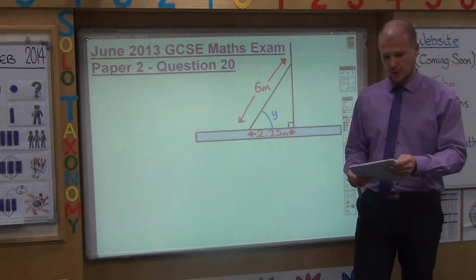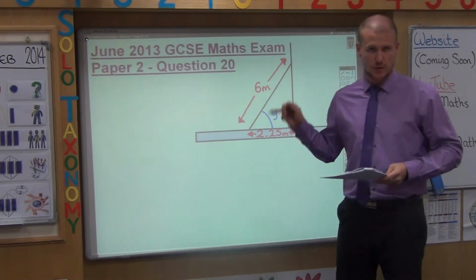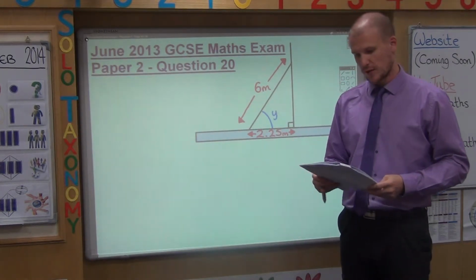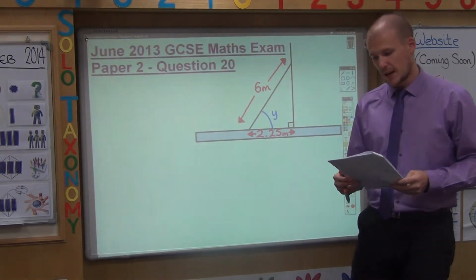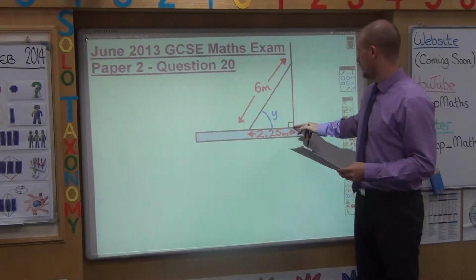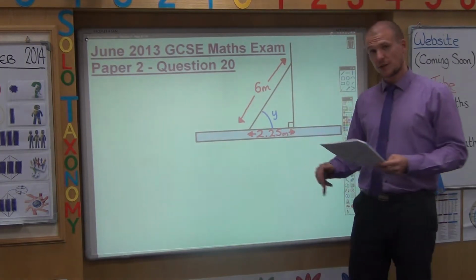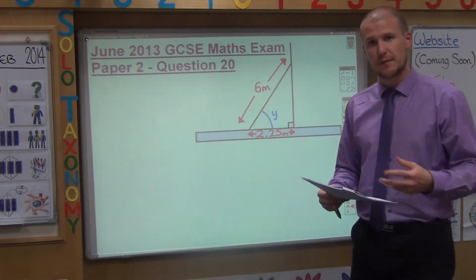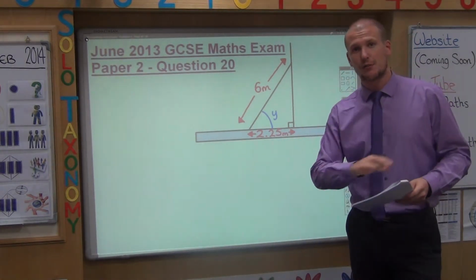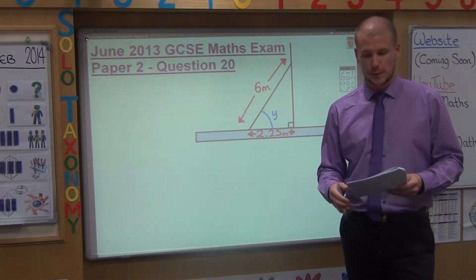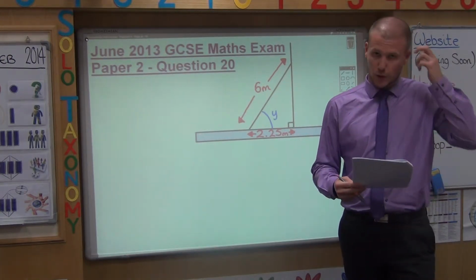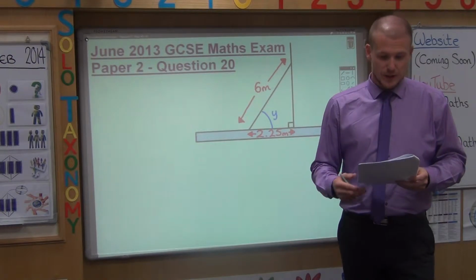Paper 2, question 20, star question, so we need to make sure that all our workings are spot on for full marks. The diagram shows a ladder leaning against a vertical wall, so that's our vertical wall, and we have the ground, which means we can put in this right angle. Even if we didn't have it in the picture, height and ground level are assumed always to be perpendicular, so we could put in a right angle there.